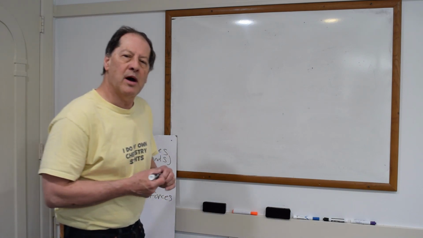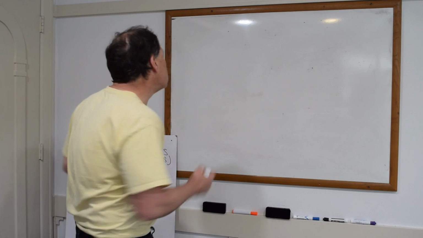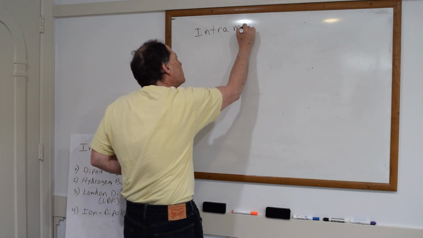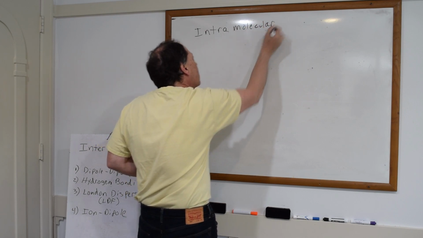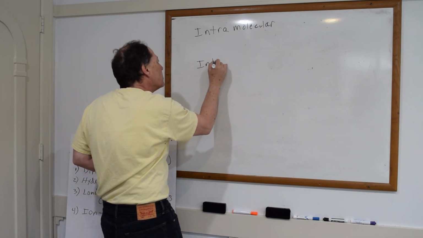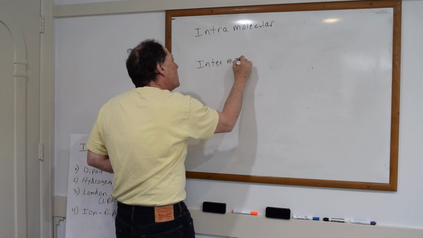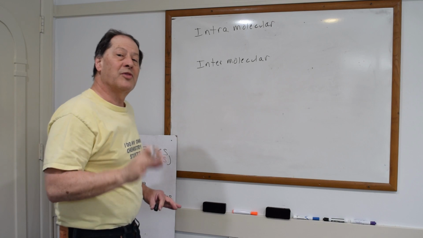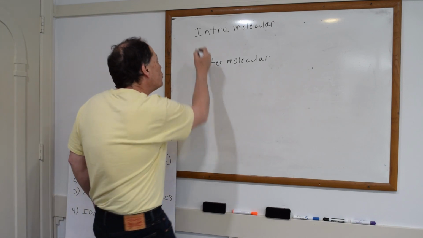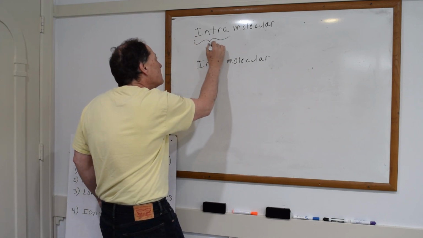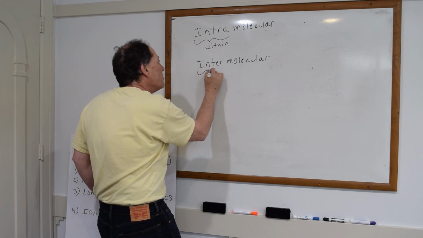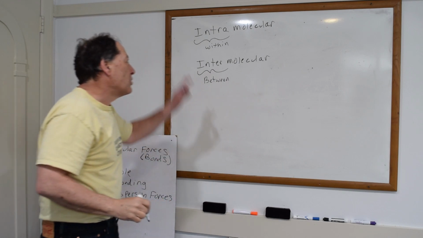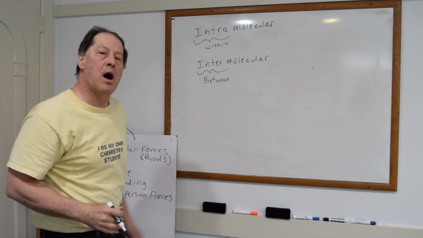Let's just talk about bonding in general. There are two types of bonds: intramolecular and intermolecular. You're already familiar with the kinds of intramolecular bonds. Intra means within. Inter means between. So intramolecular means within the molecule.